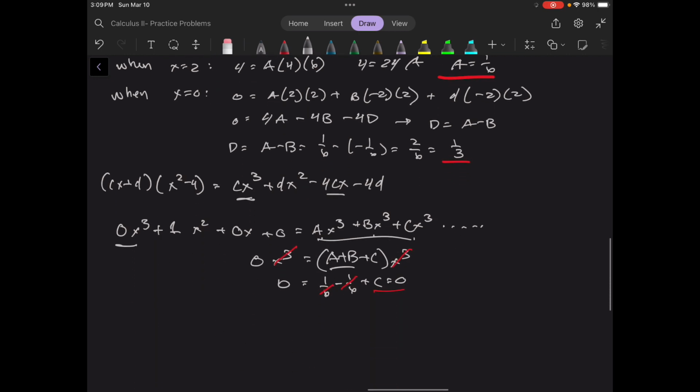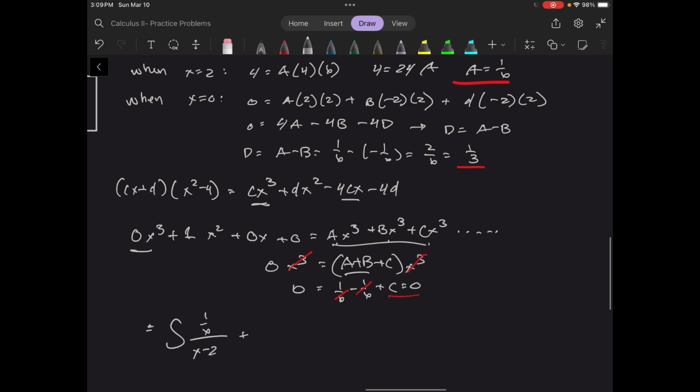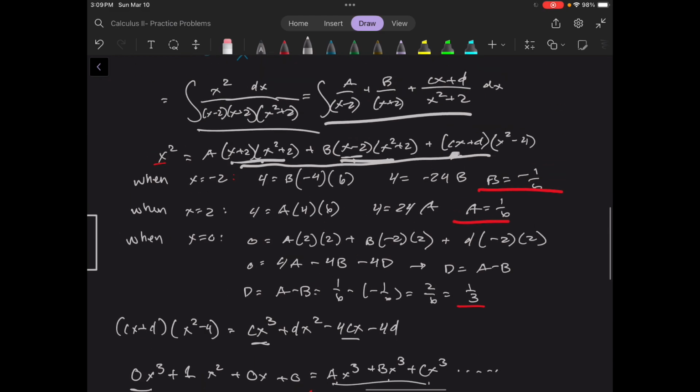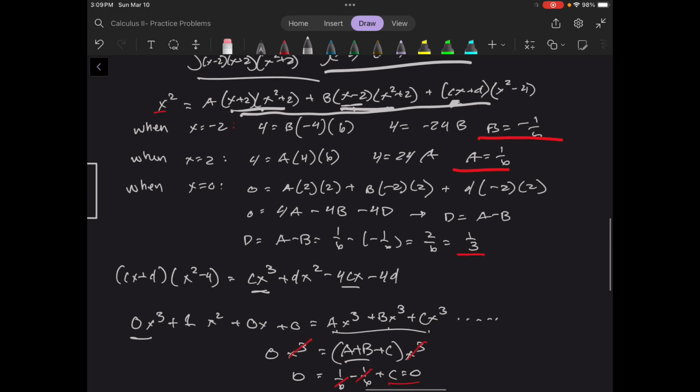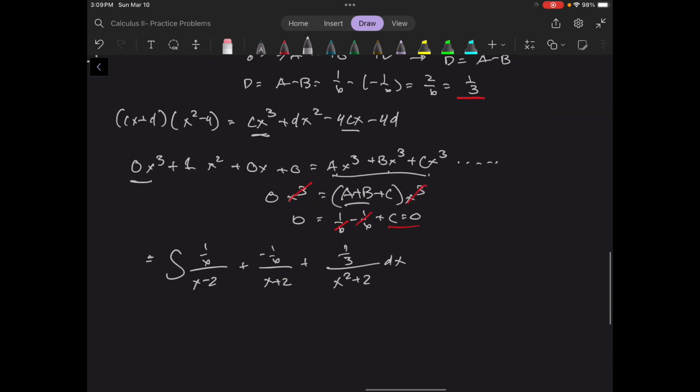So a was 1/6 over x minus 2, b was negative 1/6 over x plus 2, and c was 0, so we're just left with d over x squared plus 2 dx, and d was 1/3. Now the actual calculus starts. Obviously, these first two are pretty easy natural log integrals, but this one is a bit tricky. So let's see.